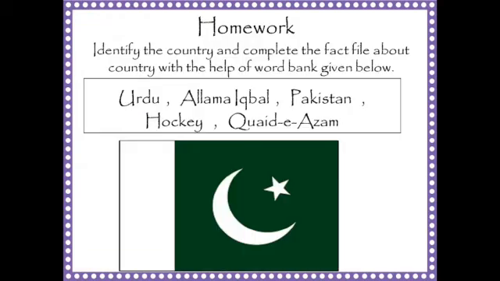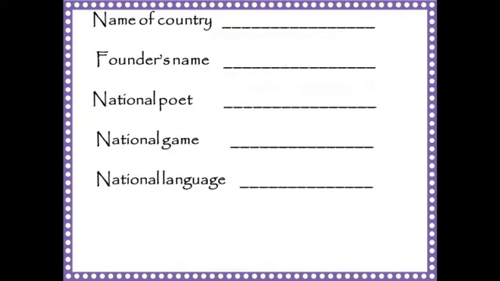Time for homework. Identify the country and complete the fact file about the country with the help of the word bank given below. Urdu, Allama Iqbal, Pakistan, hockey, Quaid-e-Azam. Look at the flag. Can you recognize this flag? I told you flags are unique and a flag becomes an identity of a nation. So, which country's flag is this? And you have to complete this fact file. Name of country, founder's name, national poet, national game, national language.